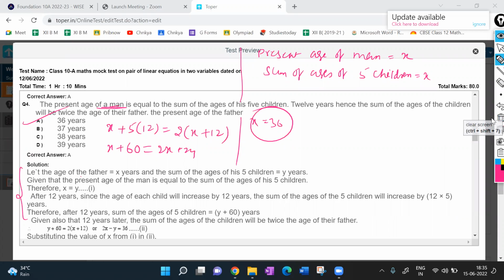Shall I go for the next question? Guys, why we wrote 5 into 12? Understood here. After 12 years, 5 children's ages we are counting. So each child will be 12, so total 5 into 12. That is how I wrote. He's asking the sum of their ages. So X plus 5 into 12 is equal to twice the age of their father. So twice the age of X plus 12. Next question.